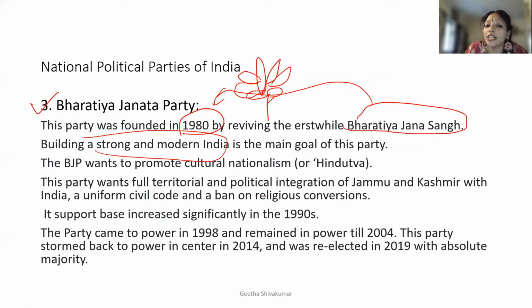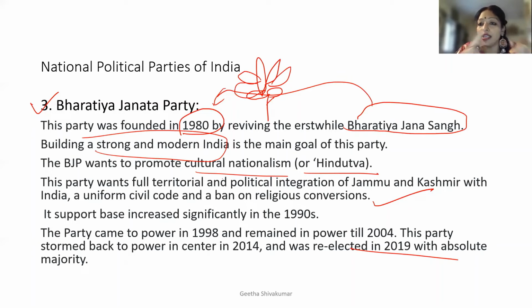BJP wanted to promote cultural nationalism or Hindutva. Okay, cultural nationalism or Hindutva is one and the same. This party wants full territorial and political integration of Jammu Kashmir with India, which already happened. Its support base increased significantly in the 1990s. The party came to power in 1998 and remained in power till 2004. This party stormed back to power at the center in 2014 and was re-elected in 2019 with an absolute majority. Means it was not a coalition government, it was a clear win for them.